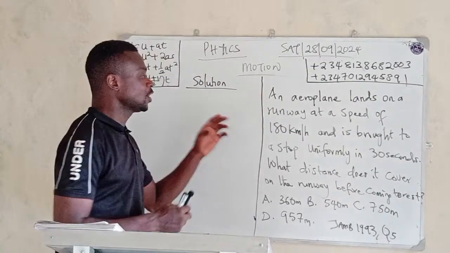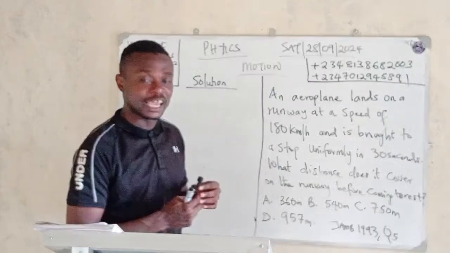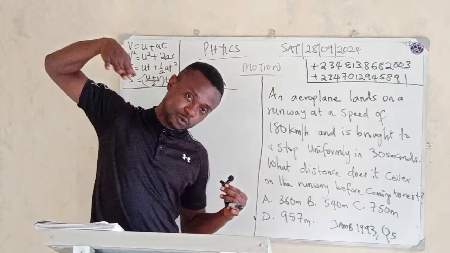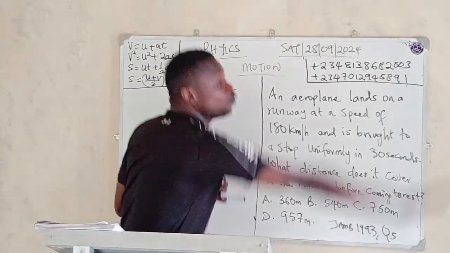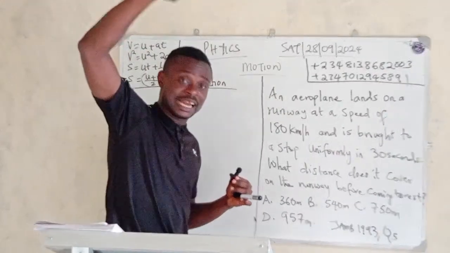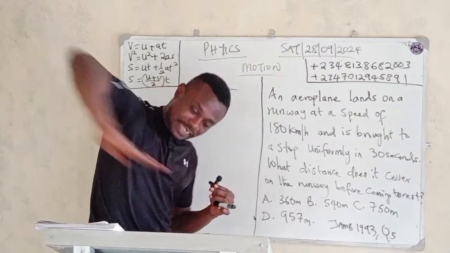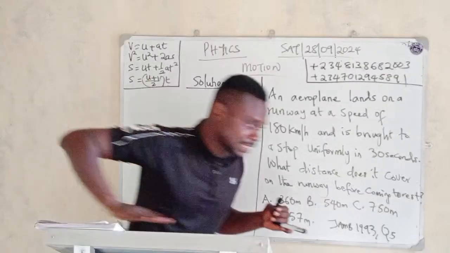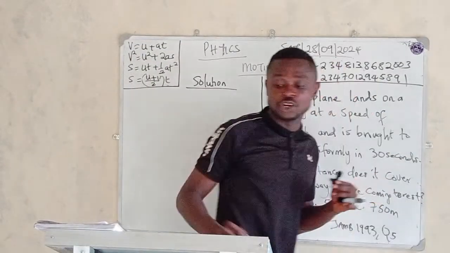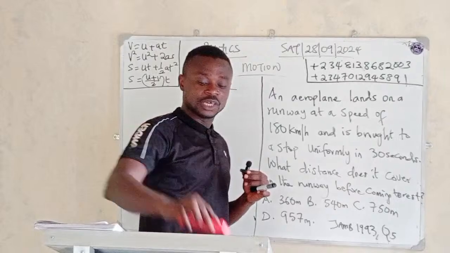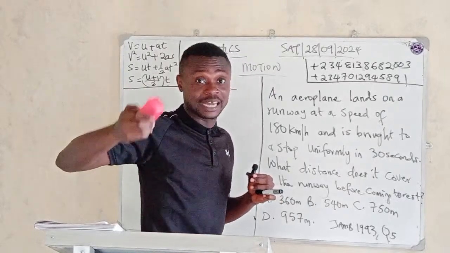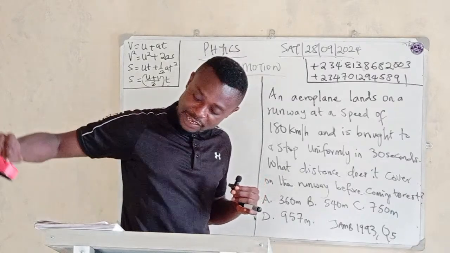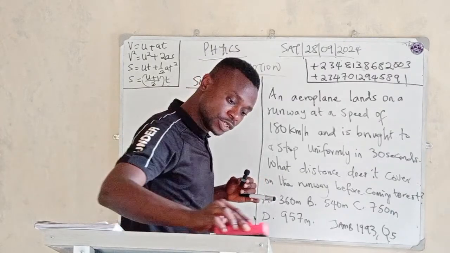So let's start. First of all, you know that when the aeroplane lands, it first lands with a particular speed before it starts moving on the runway. It doesn't land and stop like that. It lands first, then continues on the runway until it stops. It's unlike a helicopter that just lands like that. But an aeroplane lands and keeps running on the runway until it stops.